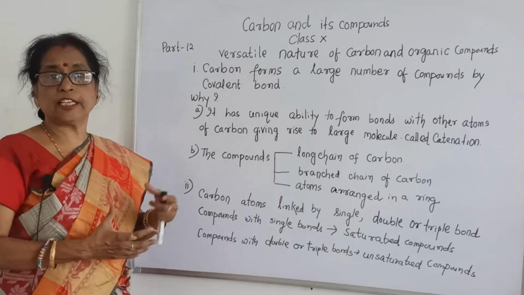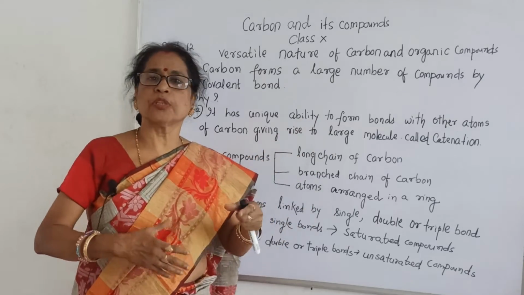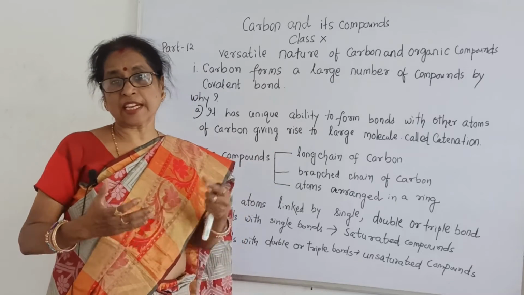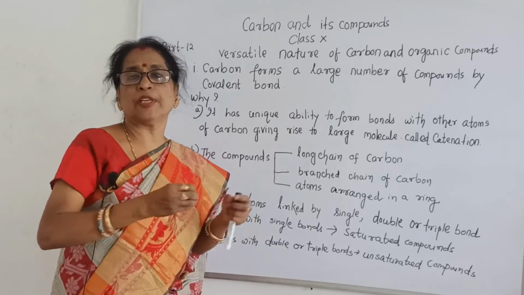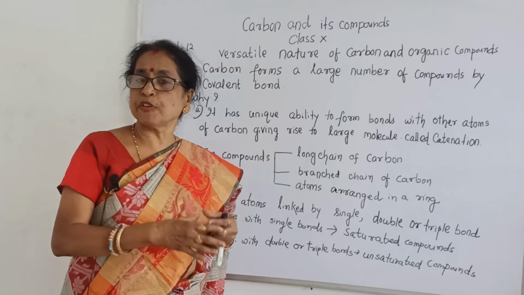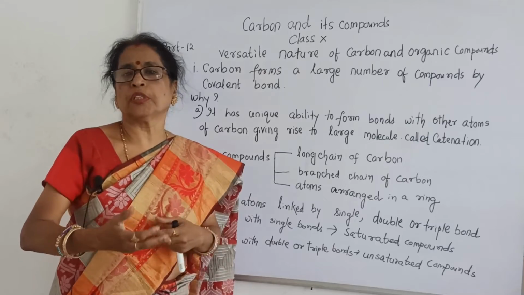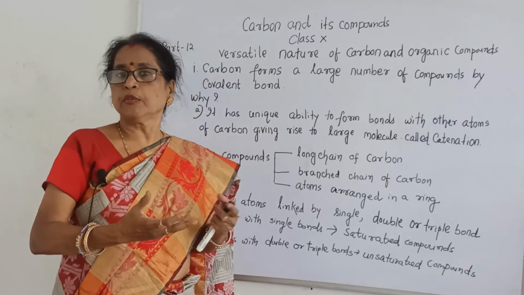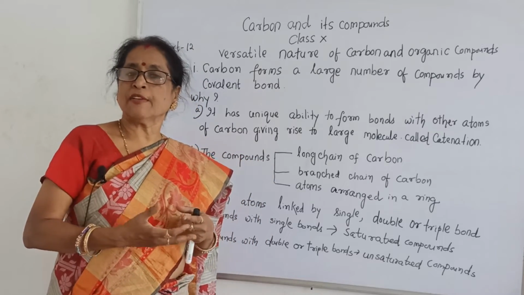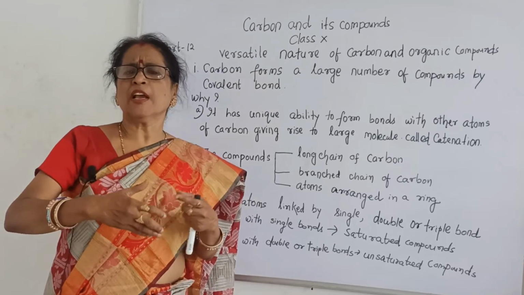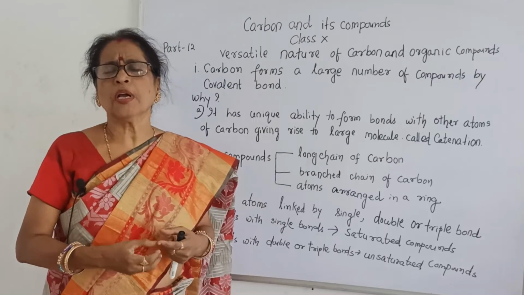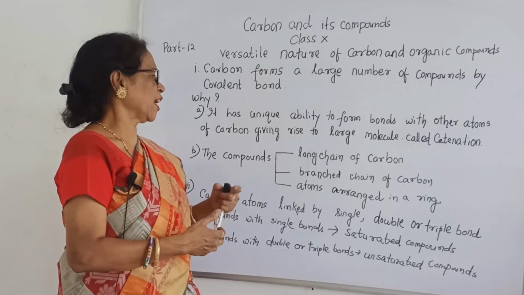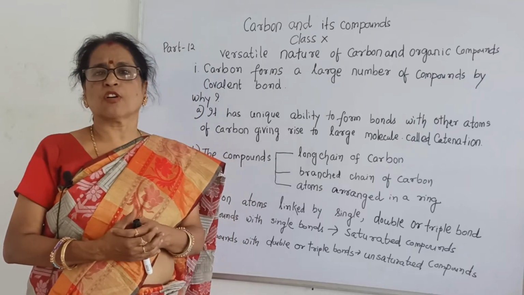Actually it has a unique ability, a unique property: to form bonds with other atoms of carbon. That is called catenation. Carbon has the unique ability to form bonds with other carbon atoms and form a large-number molecule. You know pentane, that is C5H12. Similarly, methane is a very simple one, CH4. Similarly, you can see nonane, decane. I will come to that point again. So this type of large molecule formation is called catenation.